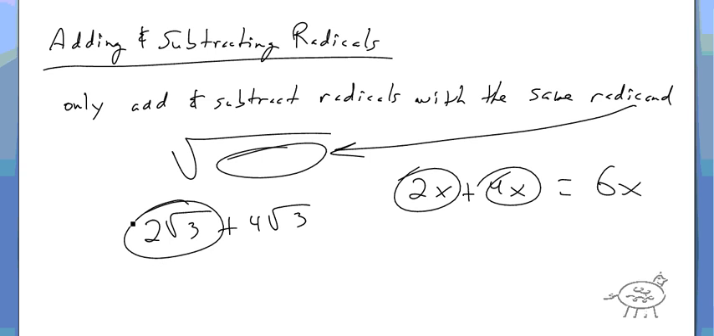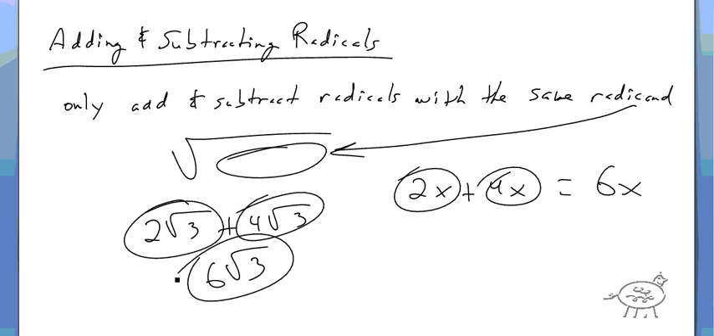If you've got 2 square root of 3's in your hand, and your friend says, hey, you want 4 square root of 3's? And you're like, well, you know what? I already have 2. Okay, I'll take 4 more. How many do I have in my hand right now? I have 6 square root of 3's in my hand. All right? It's exactly the same thing.